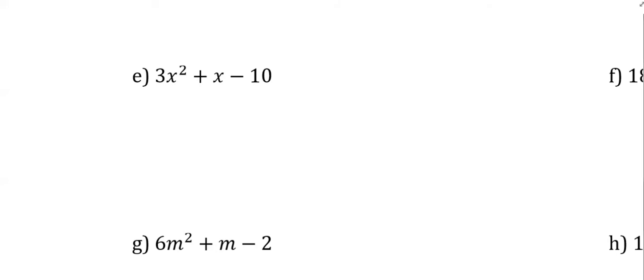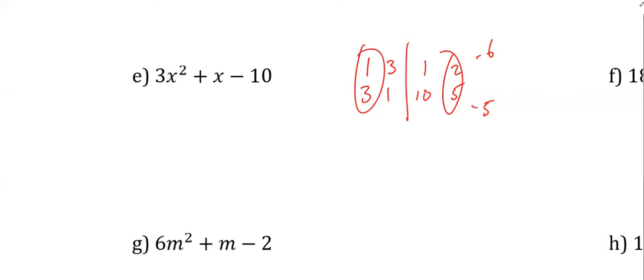All right, so we're going to do 1 and 3, and I'm going to flip this one because there's only one of them. 3 and 1, 1 and 10, and 2 and 5. And it looks to me like 3 times 2 is 6, and 1 times 5 is 5, and 6 minus 5 is 1. Did everybody get that?